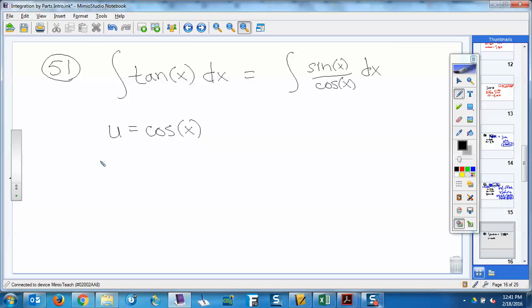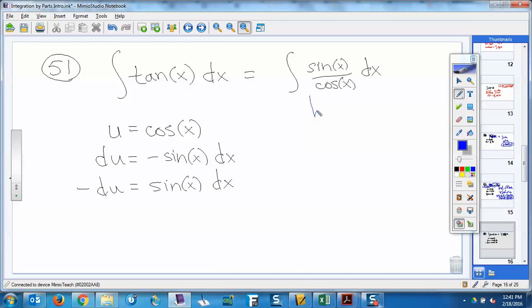Okay? Because the du of cosine is negative sine x dx, which happens to be sitting right there, except for the negative, but we can divide that over. So we can divide the negative over to this side, and there is our sine x dx, which is good.